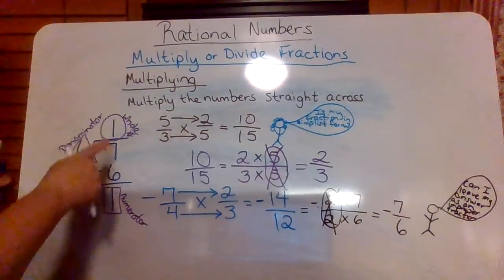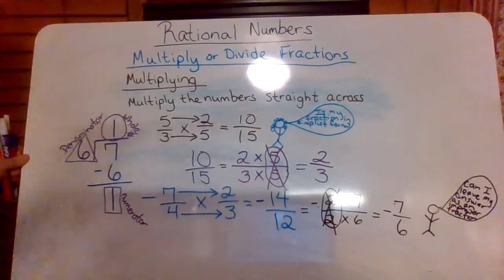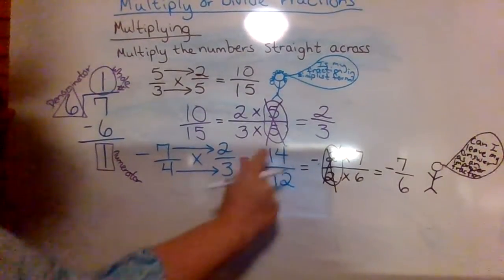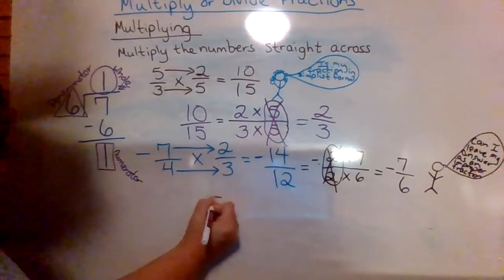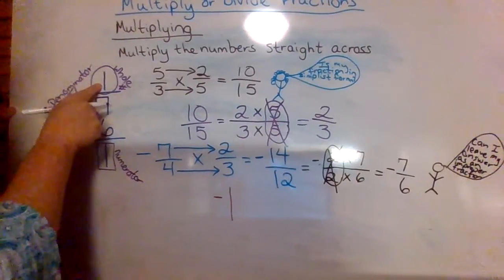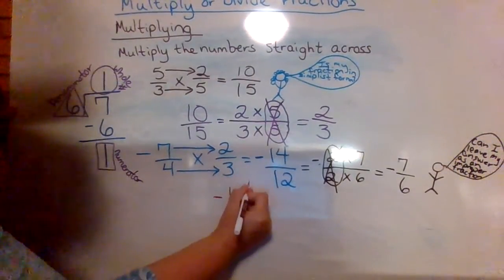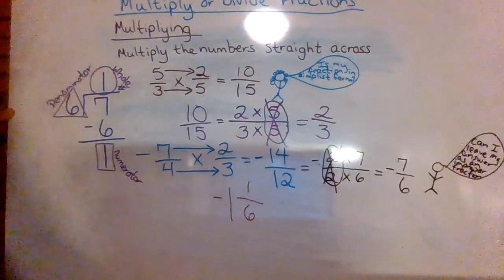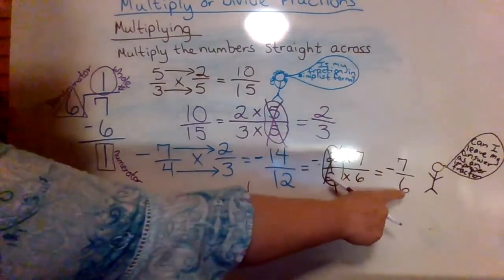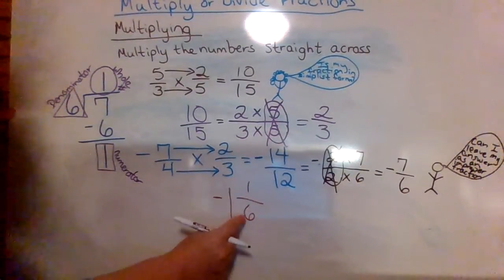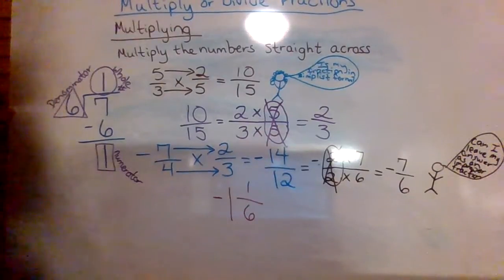So, 1 is my whole number. Let me adjust my camera a little bit so you can see me. So all of this gives me 1. Don't forget your negative though. So I have 1 as a whole number, 1 is in my numerator, and 6 is in my denominator. So negative 7 over 6 is the same thing as negative 1 and 1/6.